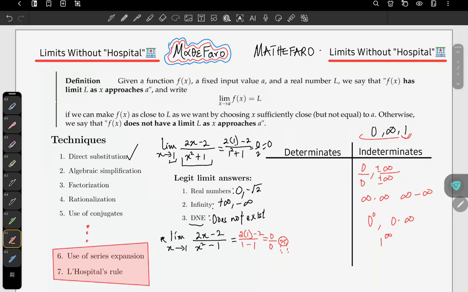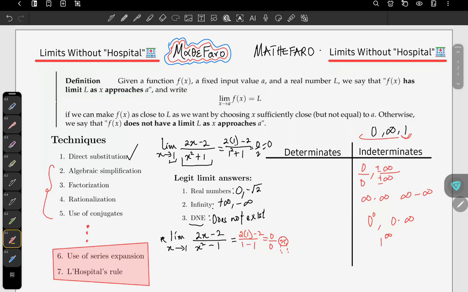What does that mean? It means when we substitute directly and get any of these abominations, that doesn't mean that is the end. It only suggests that we need to do some other stuff. And what are those other stuff? That brings us to the techniques that we make use of. Once direct substitution gives us any of these or something over 0, then we know that we need to try one of these techniques. If it is simply a rational function, we can try algebraic simplification.